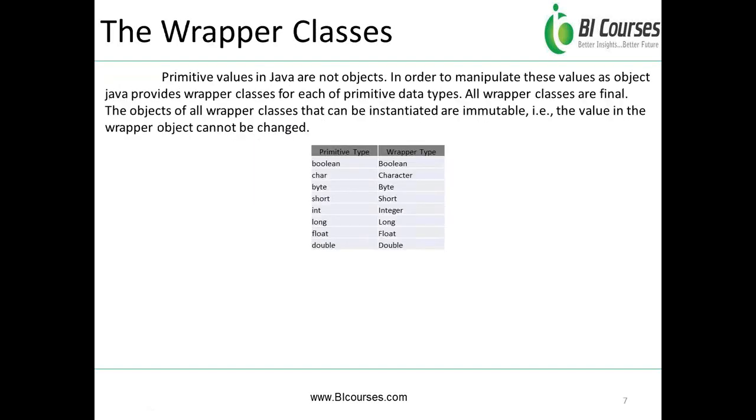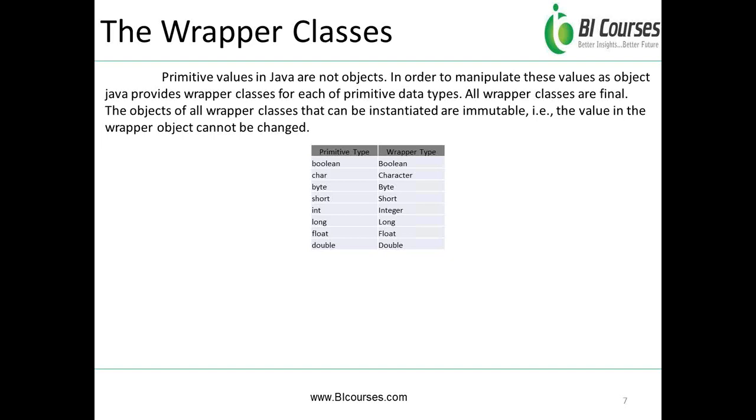Next, wrapper classes. So in the java.lang package, we discussed the Object class, right? Now wrapper classes. As we already discussed in previous sessions, Java supports primitive values, and we can also represent these primitive values in the form of objects. We already discussed that Java is an object oriented language. In order to manipulate these values as objects, Java provides wrapper classes for each of these primitive data types.